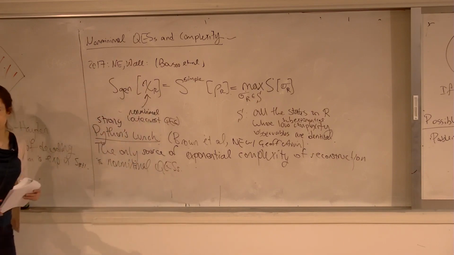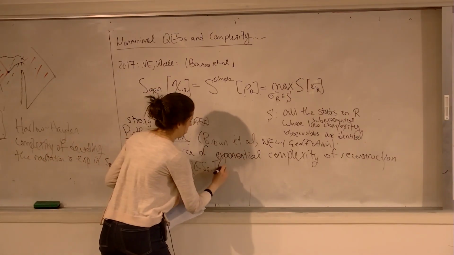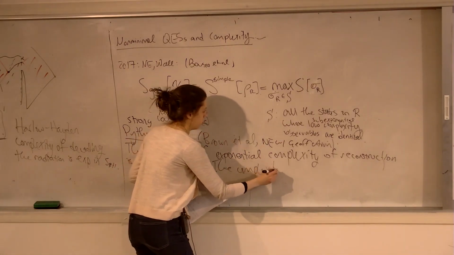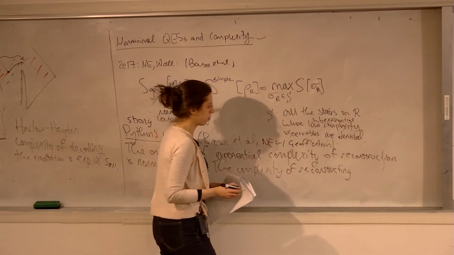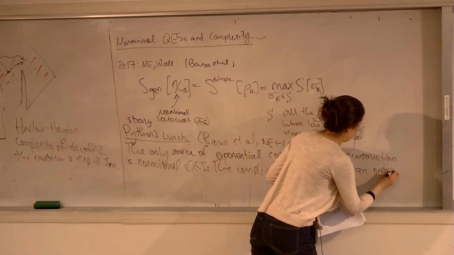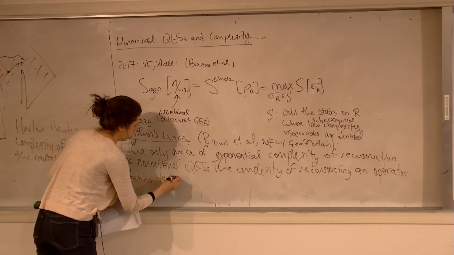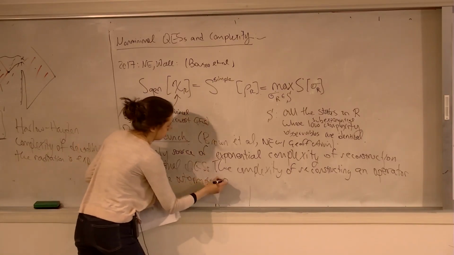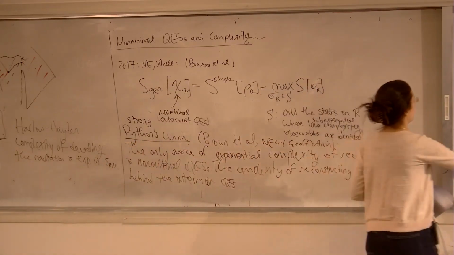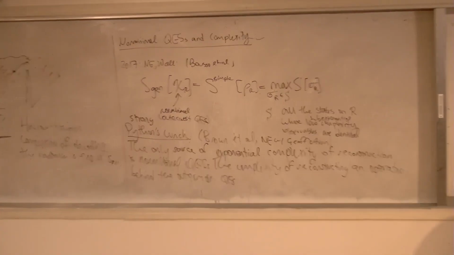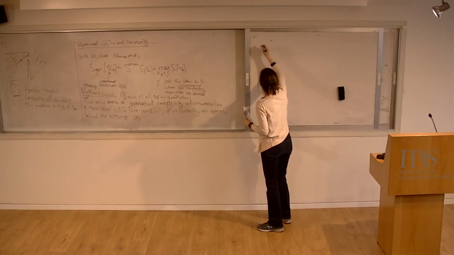And indeed, the complexity of reconstructing an operator behind the non-minimal, the outermost quantum extremal surface, QES, is given by, I'll write that and then I'll finish. So draw a picture and then I write down the equation.